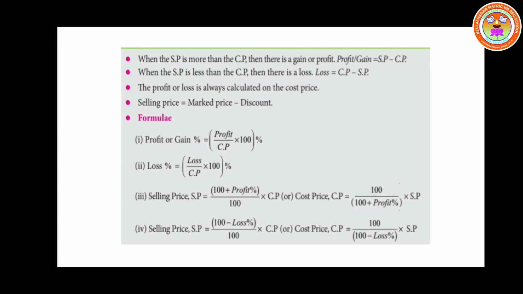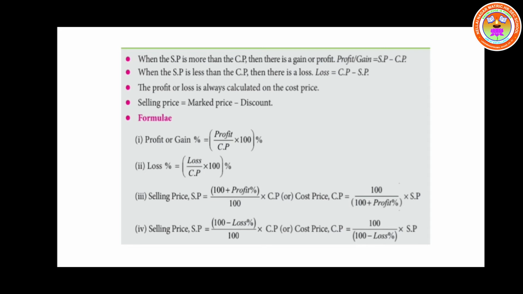Now in this chapter we are going to learn about problems based on this formula. When the selling price is more than the cost price, then there is a gain or a profit, that is SP minus CP. The loss can be found by loss is equal to CP minus SP, when the selling price is less than CP. Profit or loss is always calculated on the cost price. Already I explained to you, based on the cost price only we can find it out. Selling price is equal to market price minus discount, and some formulas based on that.